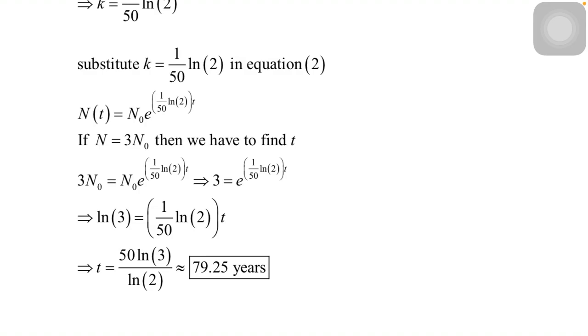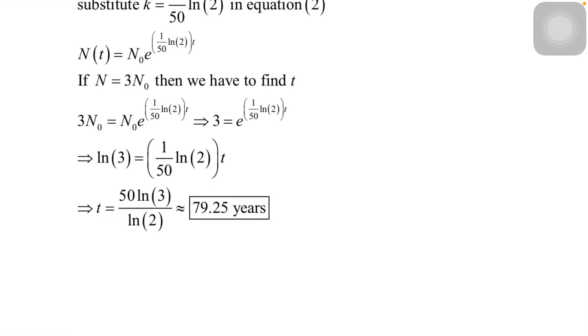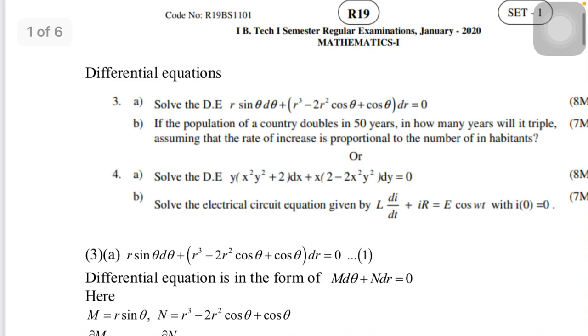Using a calculator you can find this: 79.25 years. So the population will triple when time is 79.25 years. Okay, right. Now go for the fourth question. What is given?